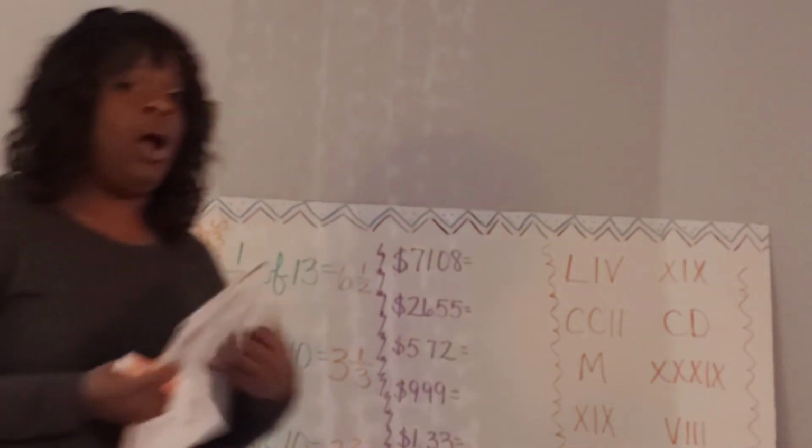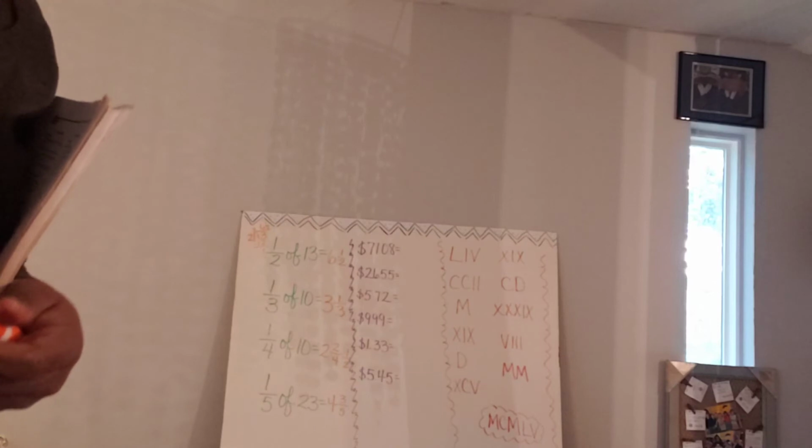So when you are doing part of a whole, you need to be sure that if it's not even with what you're dividing by, you write it as a mixed number. Do we understand that?